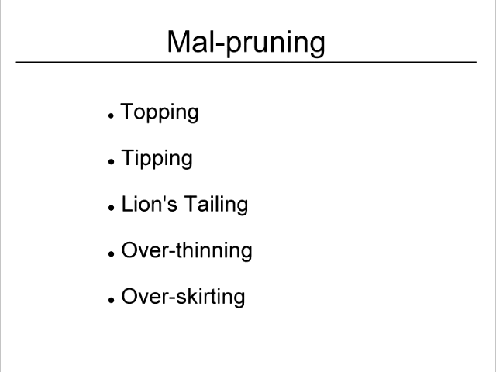Malpruning comes in a variety of flavors: topping, tipping, lion's tailing, over-thinning, and over-skirting. And we'll go over those one at a time. If you stay away from the big mistakes with trees, you're more than halfway home.